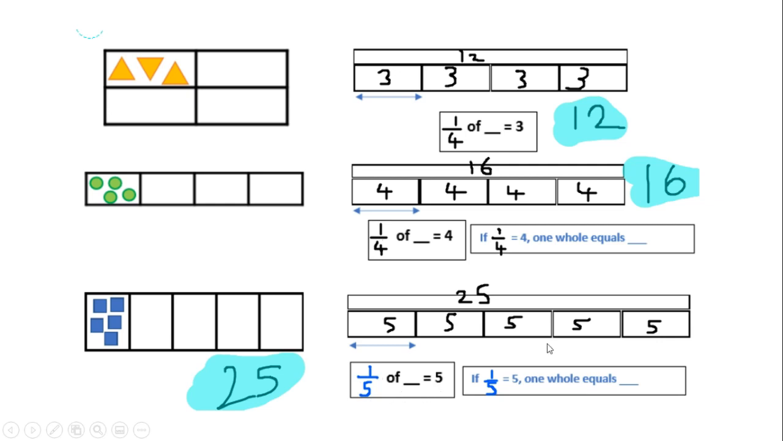Okay, and you can see I filled in my bar models. I could have filled in my pictures as well, but I didn't have time to do that today. Okay, hopefully you feel confident at that. If not, don't worry, we're going to practice some more tomorrow.